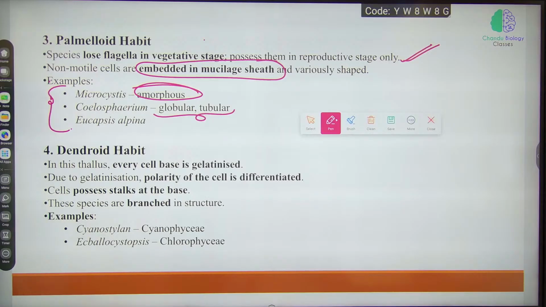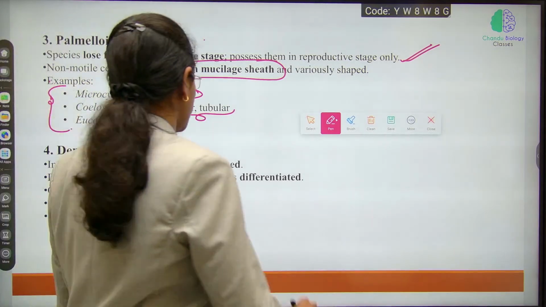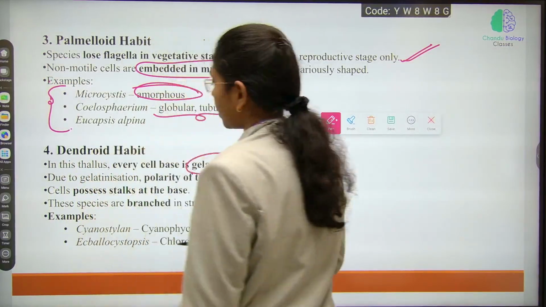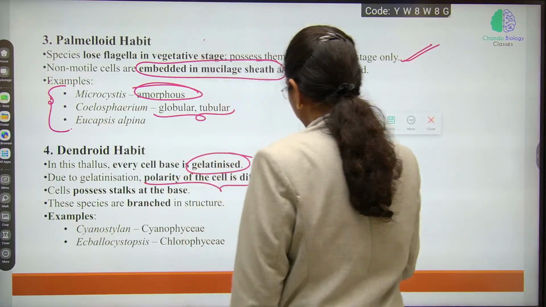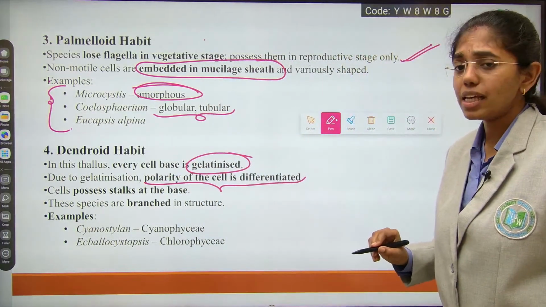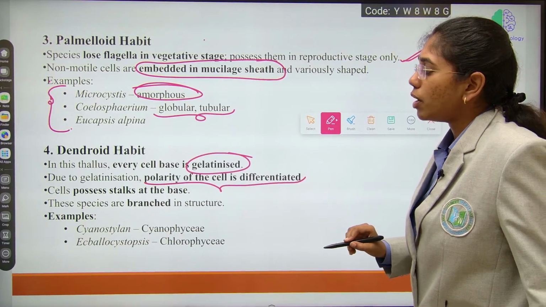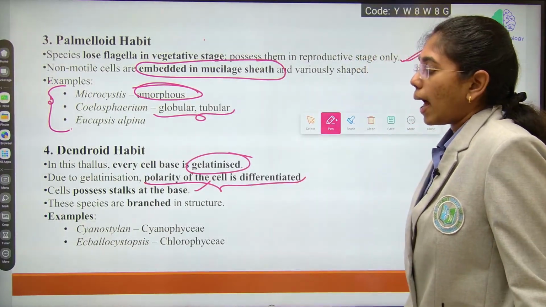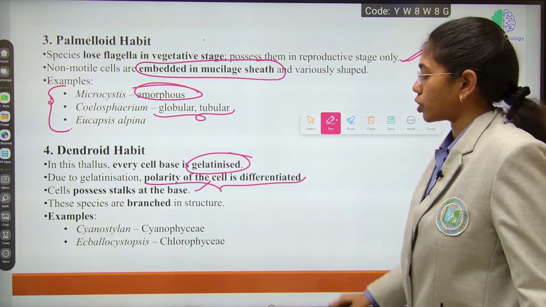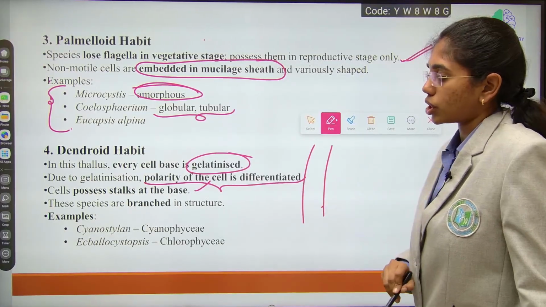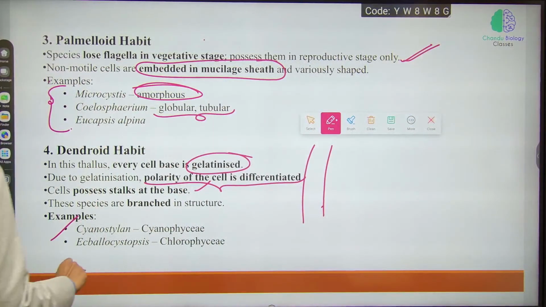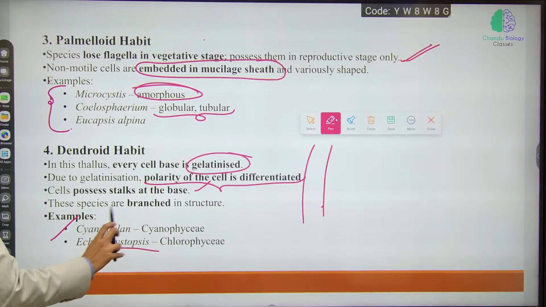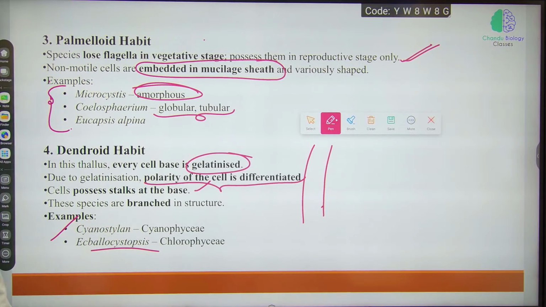Next, dendroid habitat. In this thallus, every cell base is gelatinized. Due to gelatinization, the polarity of the cell is well differentiated. Cells possess stalks at the base, and these species are branched in structure. Examples: Cyanostylon, and Ecdysocystis is the example for Chlorophyceae.